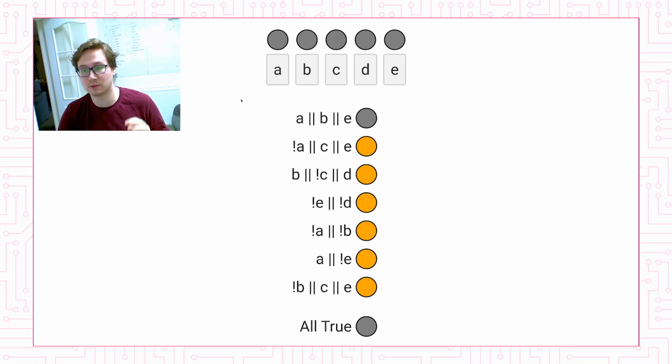SAT is a simple problem. Given these 5 Boolean variables, how can we set them to true or false so that all of these clauses are satisfied, where each clause is some of our variables ORed together, or their inverses. In this case, I could set A, C, and D, and that would satisfy all of them. I could also just set B, C, and D, that works too.